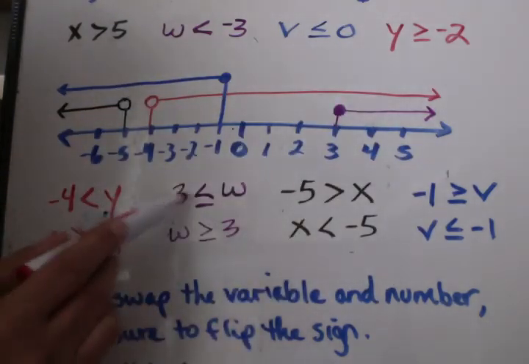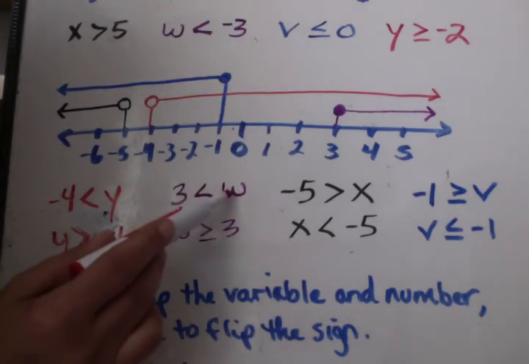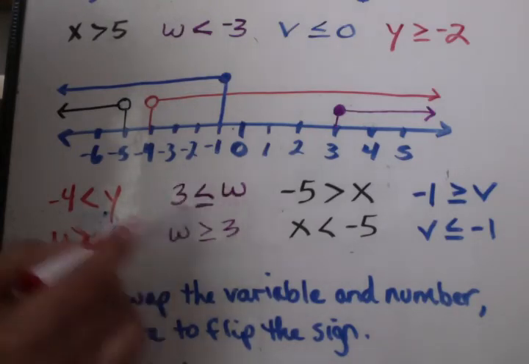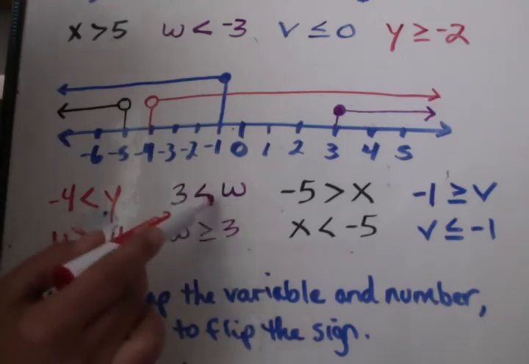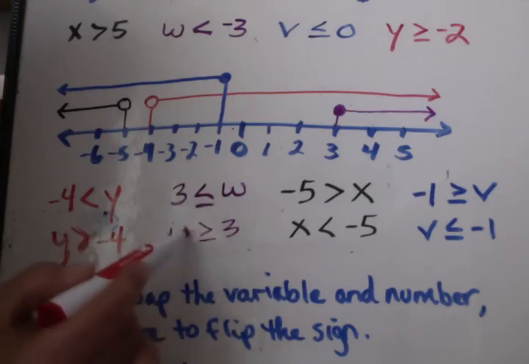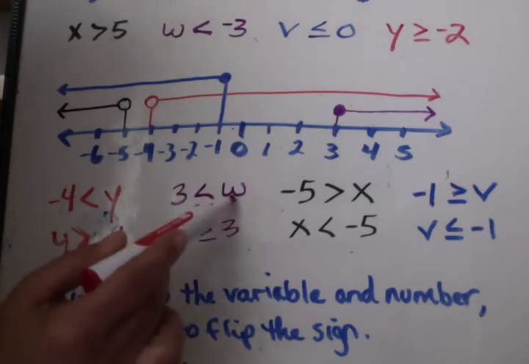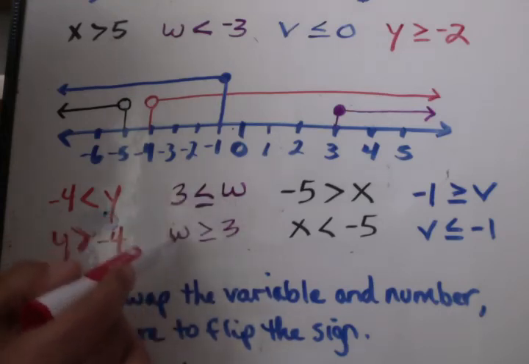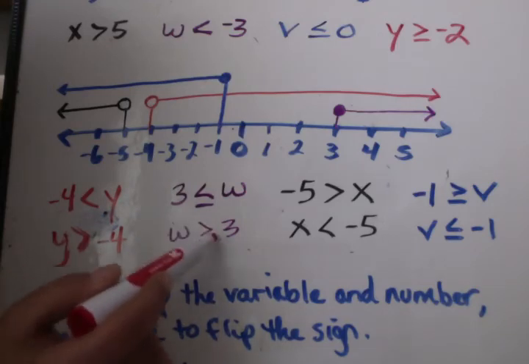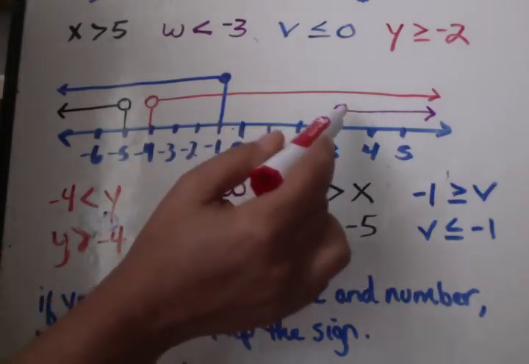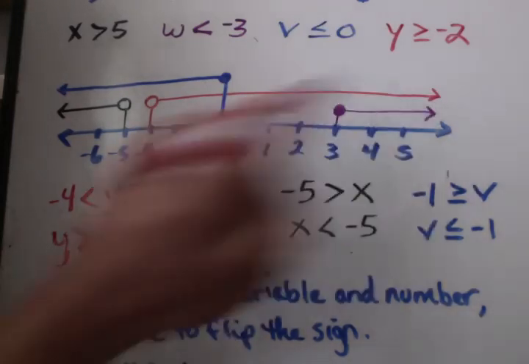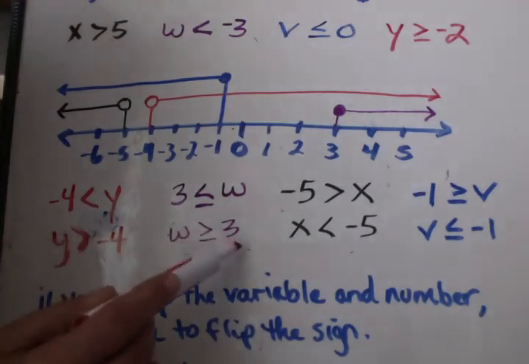Here's another one: 3 is less than or equal to w. If I want to swap those two, I also have to swap the sign. So I put the w on this side and the 3 on that side, but I flip it from less than or equal to, to greater than or equal to. So w is greater than or equal to 3. I go to the 3. It's a closed circle because of the equal sign, so everything to the right of 3.